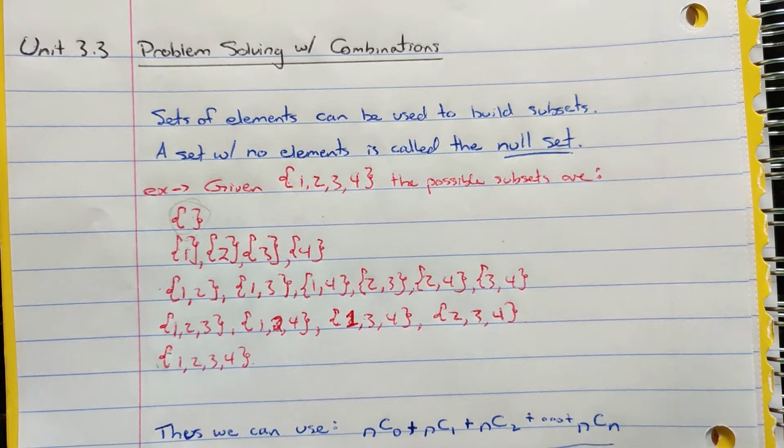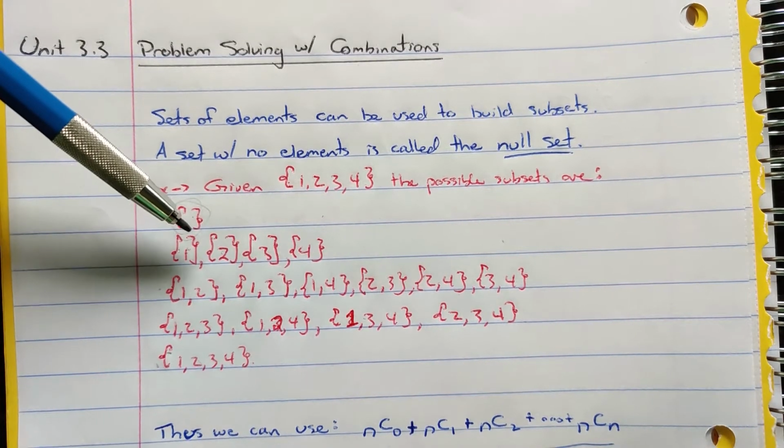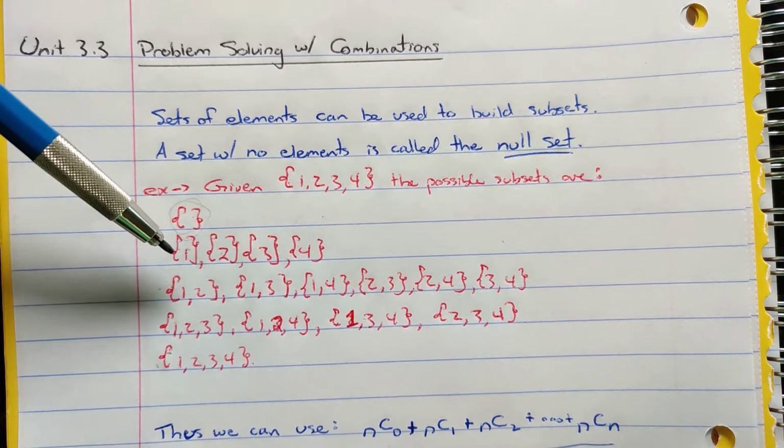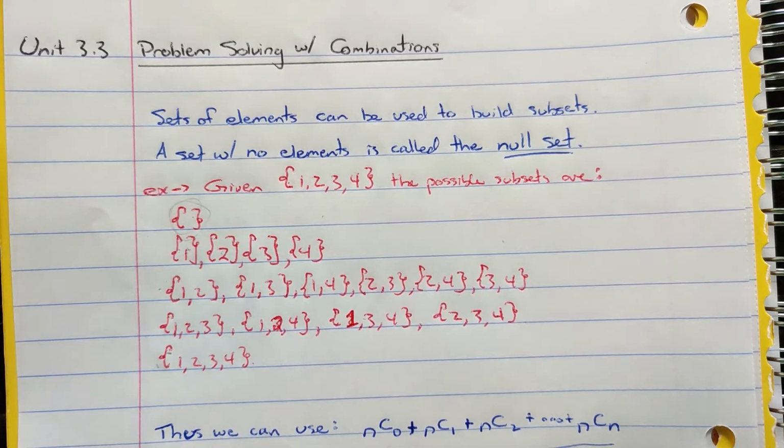Or 1 item, 2 items, 3 items, or so on until we fill up the entire set. So if we're given the set 1, 2, 3, 4, then all the possible subsets are the null set, the set where we have 1 item, and so we could have either a 1, a 2, a 3, or 4, so there's 4 options there.